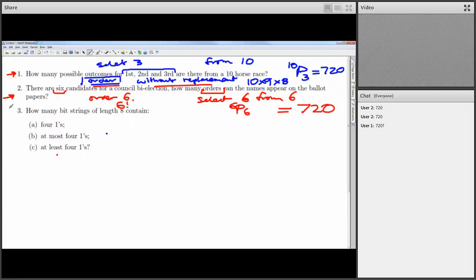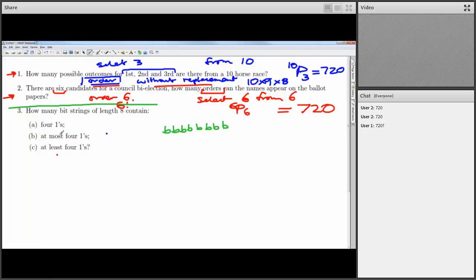So the next question is, I've got a bunch of 8-bit strings, so strings of 8 binary digits essentially, and each of them can either be a 0 or 1. A common word in a computer tends to be 8 bits. So what I want to do is, how many of these bit strings contain 4 ones?